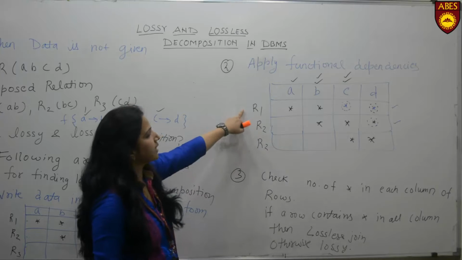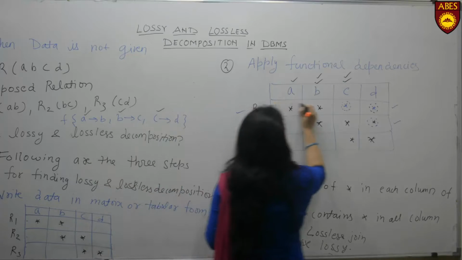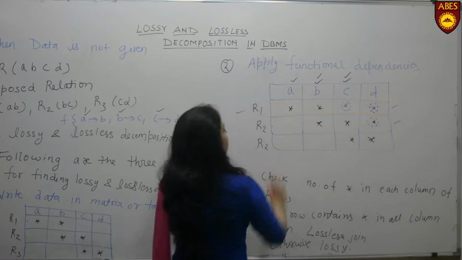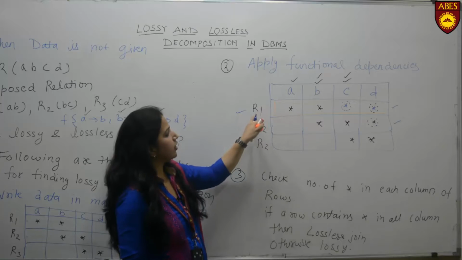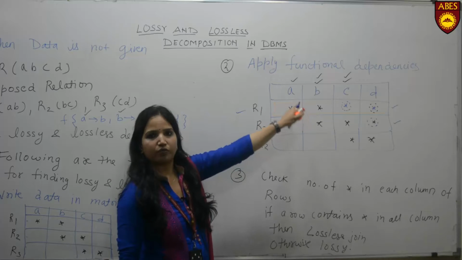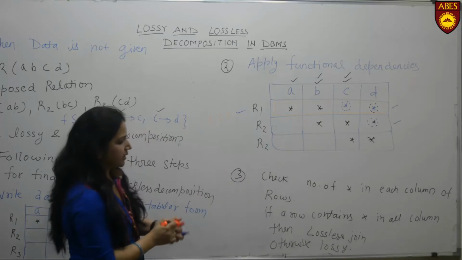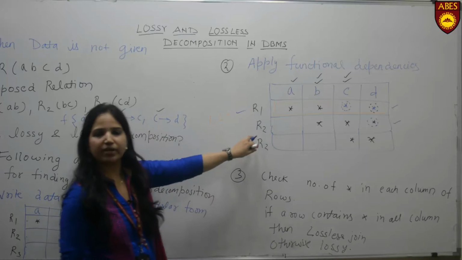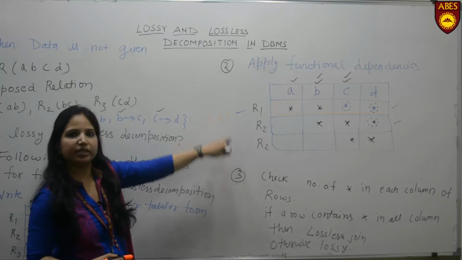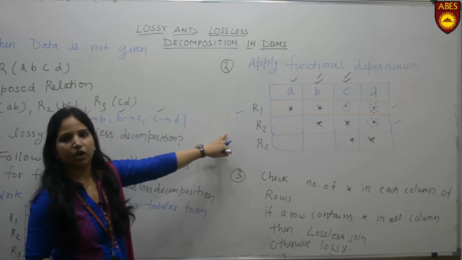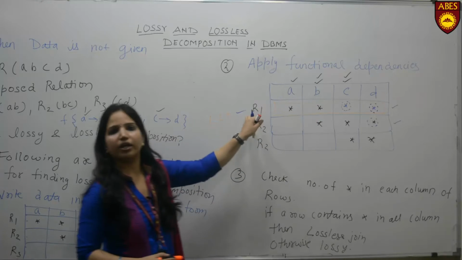As we observe after the second step, R1 has a star for each and every attribute of R. It means the R1 row contains a star in each of its columns, so it is a lossless join. As the rule says, if at least one of the rows contains a star in all its columns, then it is a lossless join, otherwise lossy. So this example is an example of a lossless join, as R1 contains a star in all its columns.